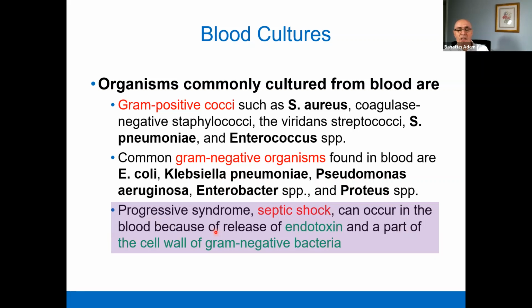A progressive syndrome, septic shock, can occur in the blood because of the release of endotoxin, a part of the cell wall of gram-negative bacteria. This kind of sepsis is a really serious, life-threatening infectious disease, because they produce endotoxins, which result in septic shock.